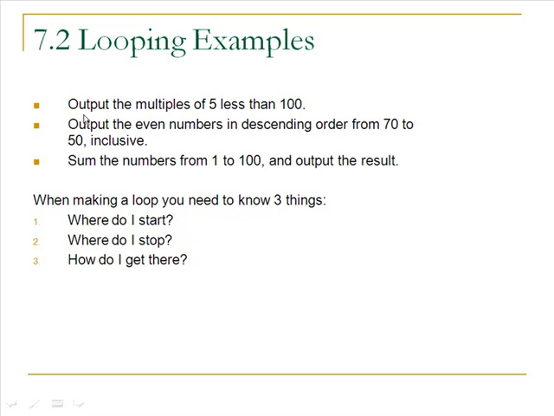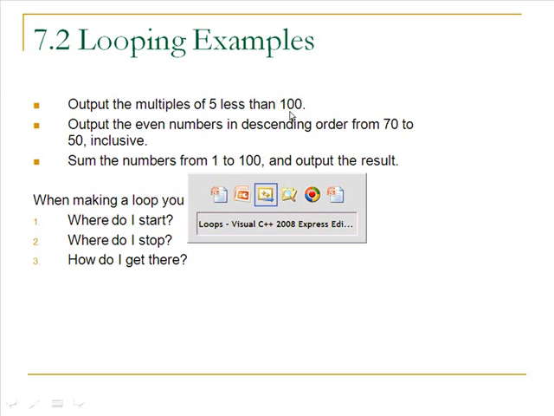So let's think about this first problem. Output the multiples of 5 less than 100. Where would we be starting? We would start with 5 and stop at less than 100. And how to get there? Well, multiples of 5 are 5, 10, 15, 20. So how we would get there is in steps of 5. So output the multiples of 5 less than 100.